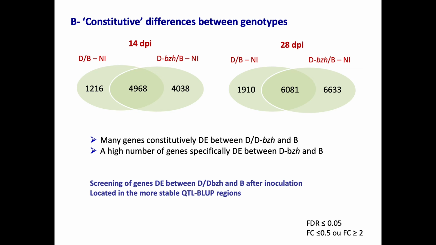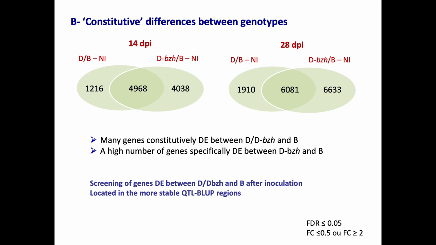We then investigated the constitutive difference between the genotypes. It means differences observed in mock-inoculated plants with water, in absence of Leptosphaeria maculans. Here we have the number of differentially expressed genes between Delourme and Bristol, or between dwarf Delourme and Bristol at 14 and 28 days post-inoculation.